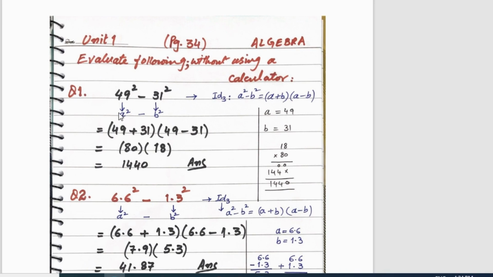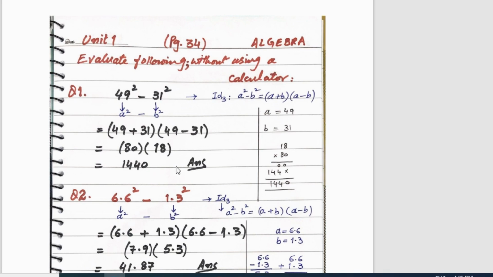Now, if it is a square minus b square and resembles ID3, we will write a plus b and a minus b. I am reading it as a plus b and a minus b because I know a is 49 and b is 31. So I will write it as 49 plus 31 into 49 minus 31. When we add them up, we will get 80. When we subtract them, we will get 18.